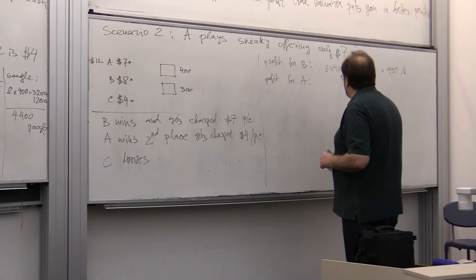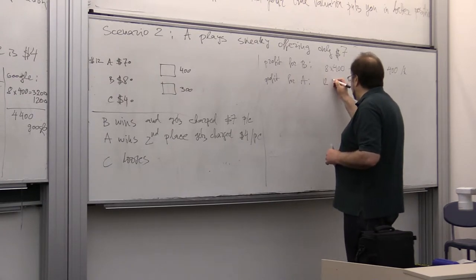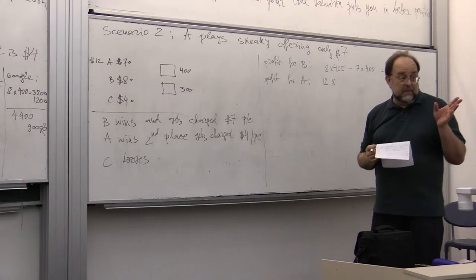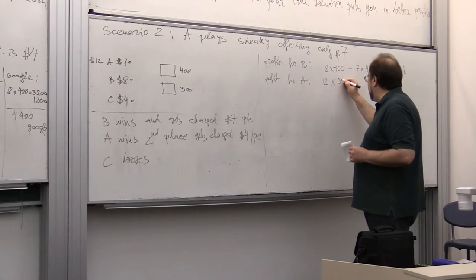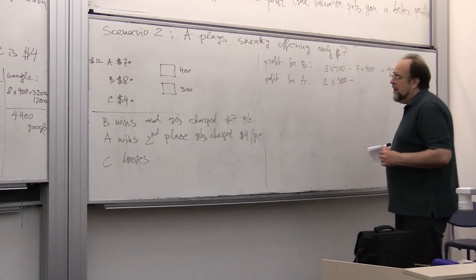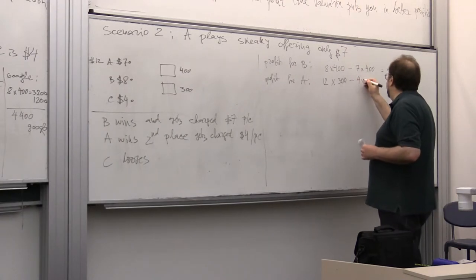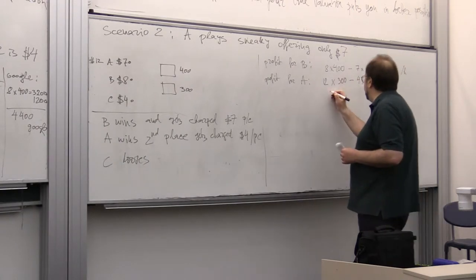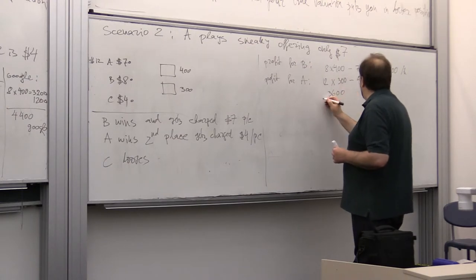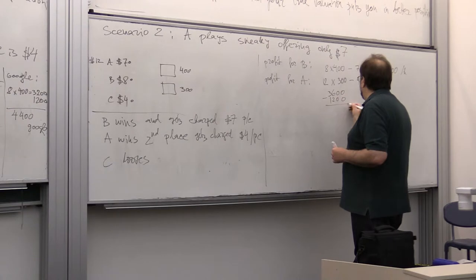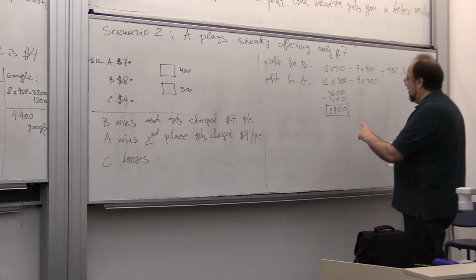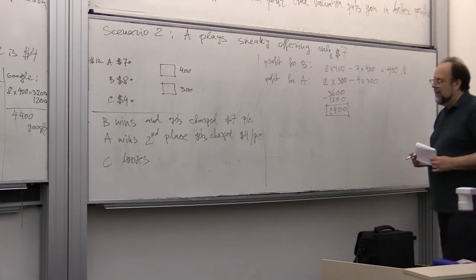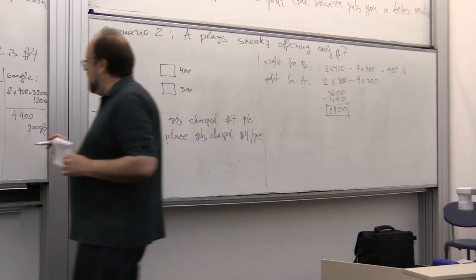A wins the second place. So, his profit is actually $12, which he didn't bid, right? But that's his real value. So 12 times 300 minus $4 times 300. So what is this? This is 3,600 minus 1,200. This is 2,400. So notice in this, is it right? Yeah, 2,400.